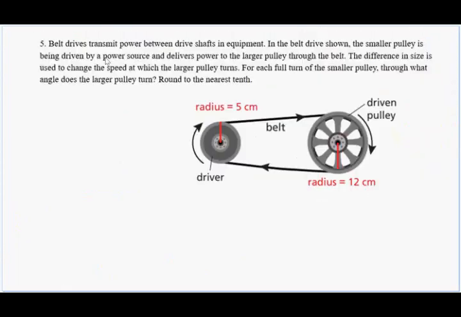Number 5 is kind of tricky, but not quite as bad. Belt drives transmit power between a drive shaft and equipment. In the belt drive shown, the smaller pulley here is being driven by a power source and delivers power to a larger pulley through the belt. So the belt spins the larger pulley. The difference in size is used to change the speed at which that larger pulley will turn. For each full turn of the small pulley, what angle does the larger pulley turn, rounded to the nearest tenth?